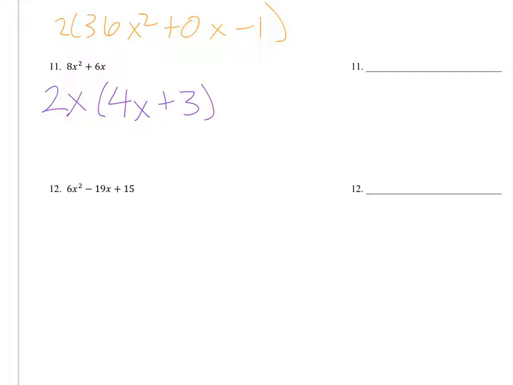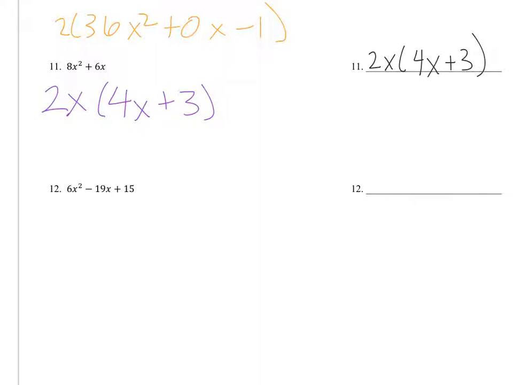Now in this case, if I look at this, this is just to the first power. I'm done. This is done. This would be my answer, 2x(4x plus 3). And the reason I do not have to keep factoring, compared to the last one, is because the x here does not have a square.